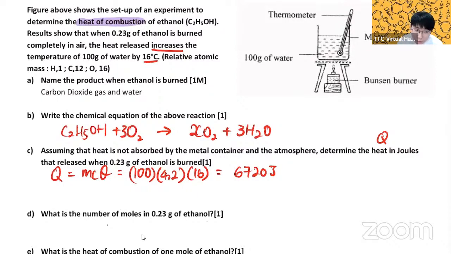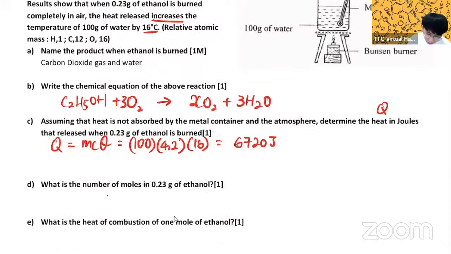Then how to find the number of mole? I have the mass, so I can take mass over molar mass. Number of mole equals mass over molar mass. So mass is 0.23. For the molar mass of alcohol, teacher, do we need to draw the triangle under the arrow for B? Oh, no need. Usually a triangle means heating, or decomposition. With the one with oxygen, no need to put a triangle. Don't struggle there.